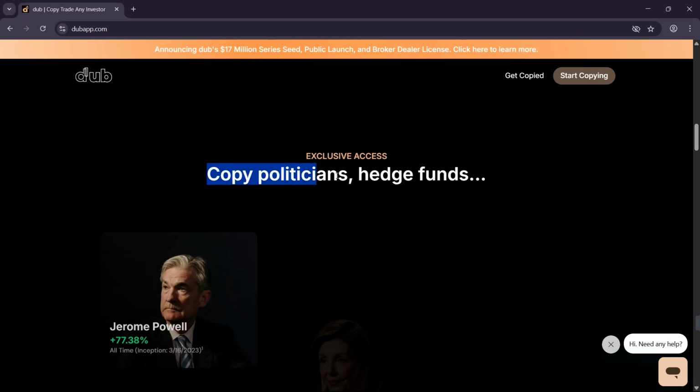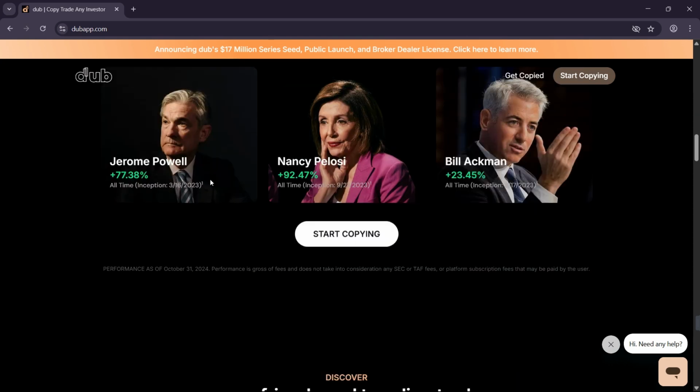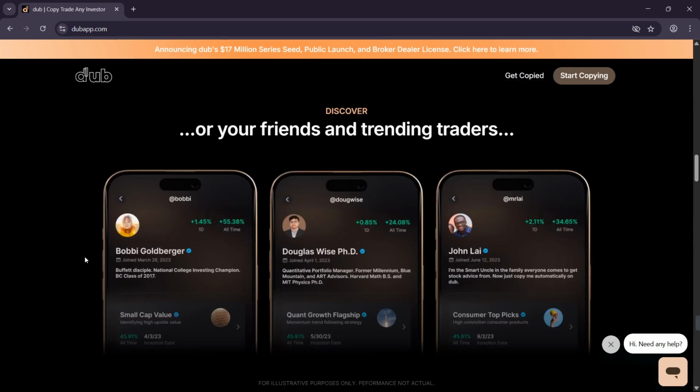Dub also emphasizes community interaction, allowing users to engage with traders, ask questions, and learn from their strategies. Plus, the platform supports a wide range of assets, from crypto to Forex and more, giving you flexibility in building a diversified portfolio. However, it's important to remember that, like all trading platforms, there are risks involved.